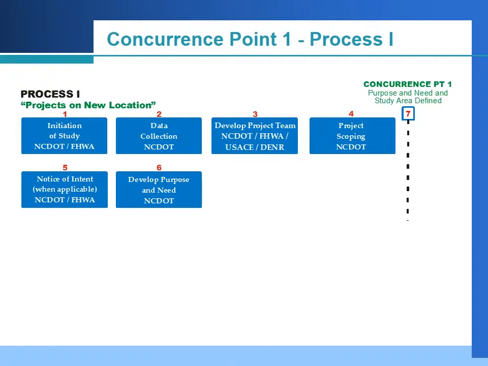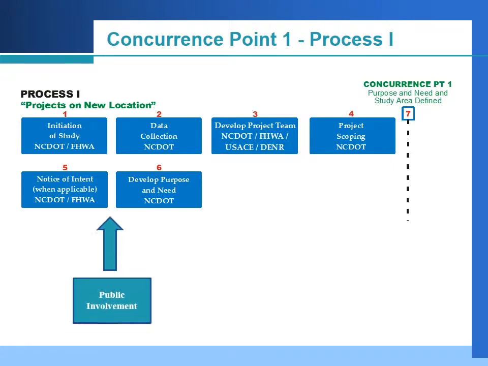Now we are moving into Process 1 and the actual steps involved with Concurrence Point 1. Note that Process 1 does not formally have a step for citizen involvement, as does Process 2. However, stakeholder involvement in the development of purpose and need is necessary and is specified in Section 6002 of the Safe, Accountable, Flexible, and Efficient Transportation Equity Act, Legacy for Users of 2005, also known as SAFETEA-LU.